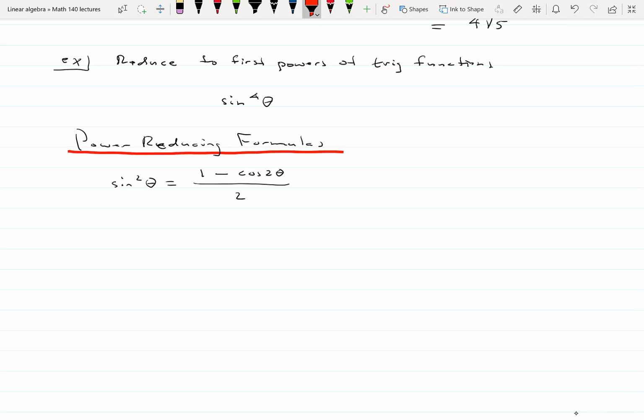Why should it be called that? Well, look on the left hand side. It has sine squared. Look on the right hand side. It has cosine of 2 theta. On the left hand side, you have the second power of a trig function. On the right hand side, you have the first power, cosine of 2 theta. The angle's 2 theta on the right, but that's not a power. That's the cosine of the angle 2 theta. It's the first power of cosine. Similarly, the cosine squared of theta equals 1 plus the cosine of 2 theta over 2.